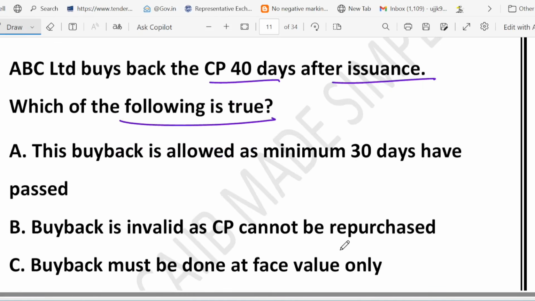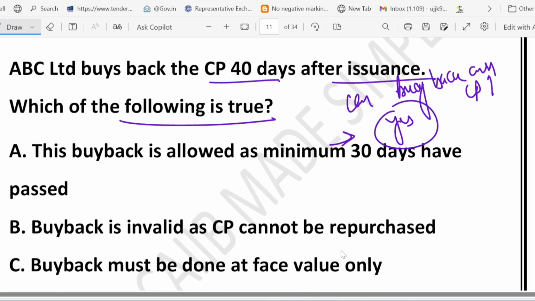So tell me, ABC Limited buys back the CP 40 days after issuance. Which one is correct? Let's first understand: can a company buy back its CP? See, the answer is yes. A company can buy back its own commercial paper before maturity, but only under certain conditions.